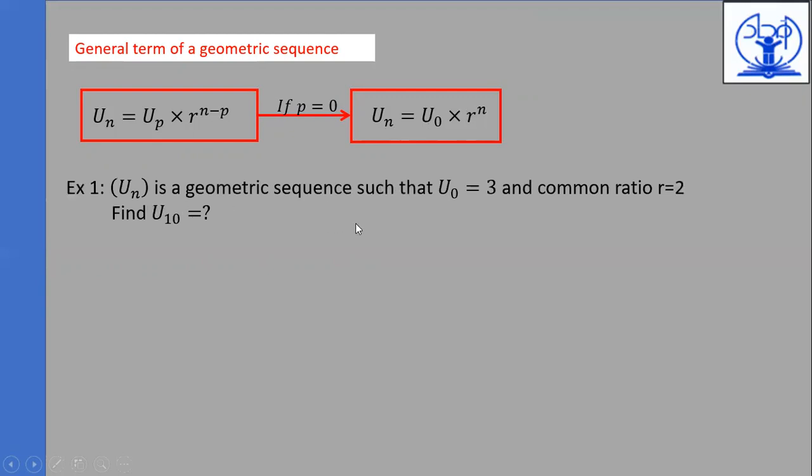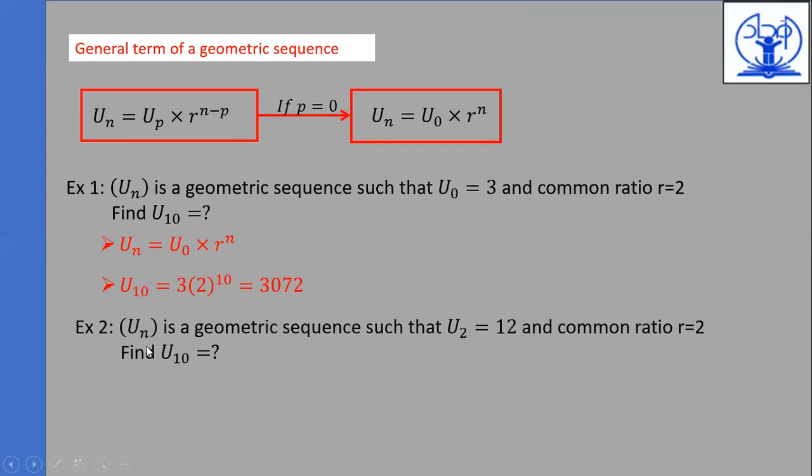Example, Un is a geometric sequence such that U0 is 3 and the common ratio is 2. Find U10. Applying the rule, Un is U0 times r to the n. So U10 will be 3 times 2 to the 10. And that's 3072.